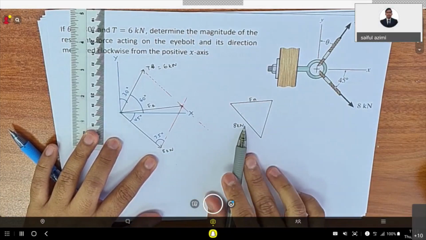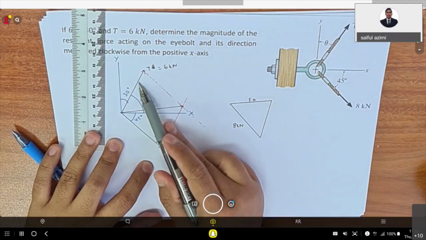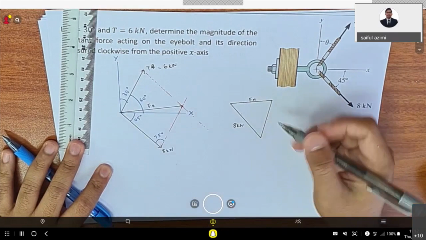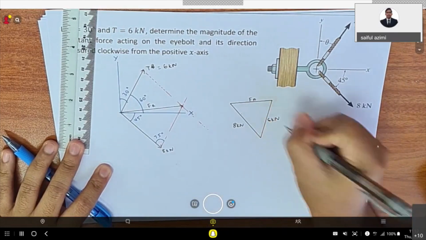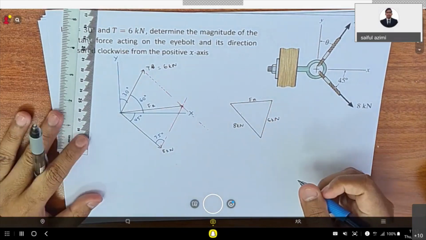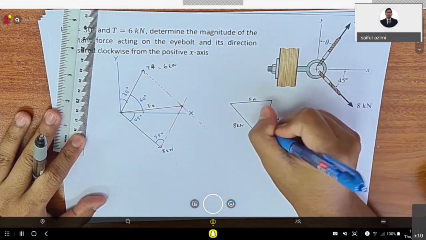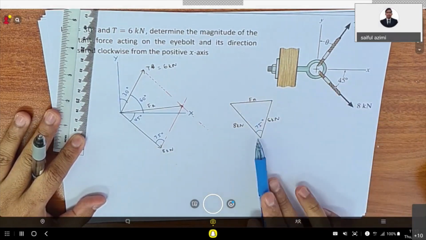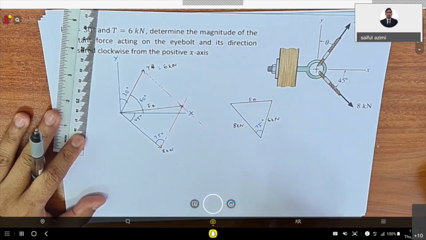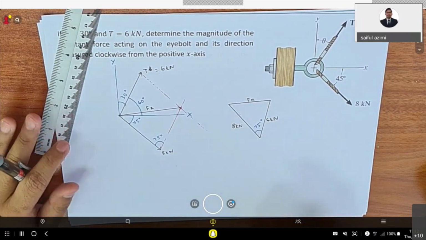So this is 8 kilonewton, and this line is actually similar to this one because it is a parallel line. So this line becomes 6 kilonewton. And then you already got the angle from the previous parallelogram: this angle is 75 degrees. So right now you can find your resultant force by using the cosine law or the sine law.